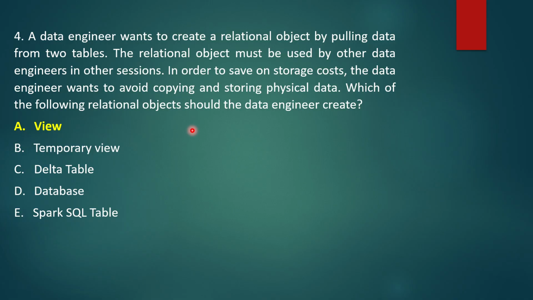Here they have given options like view, temporary view, delta table, database, Spark SQL table. So what is the question summary? The data engineer wants to create a relational object from two existing tables, where we can use a join or union operation, and make this object available to other engineers across different sections, while avoiding copying and storing physical data. The main goal is to combine data from two tables, make it persistent, and avoid physically storing new data. So no extra storage cost.